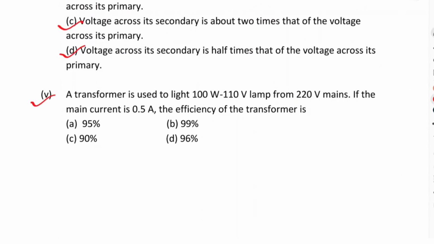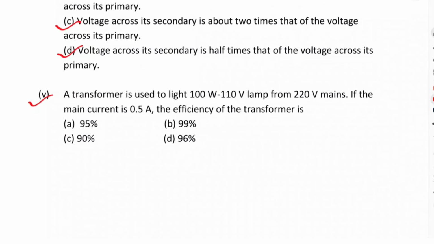A transformer is used to light a 100 watt, 110 volt lamp from a 220 volt mains. The main current is 0.5 ampere. The efficiency of the transformer is? So that's enough for this one. This was the paper of class 12th physics PT2.